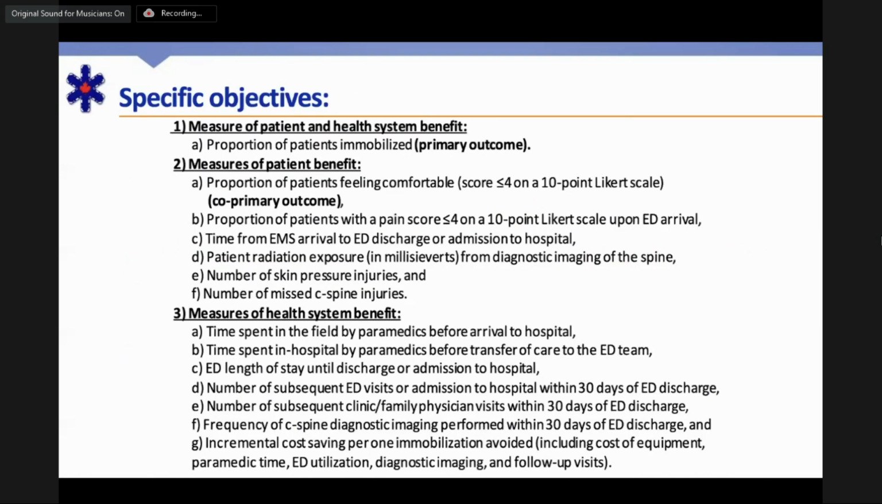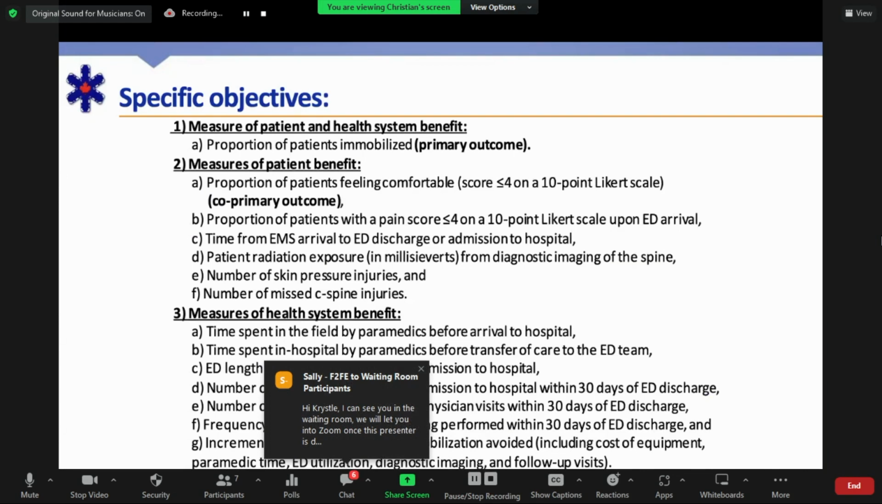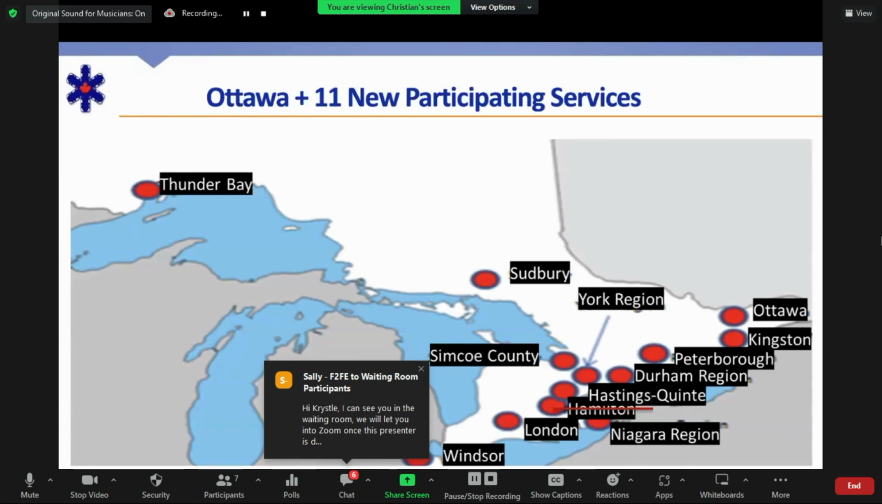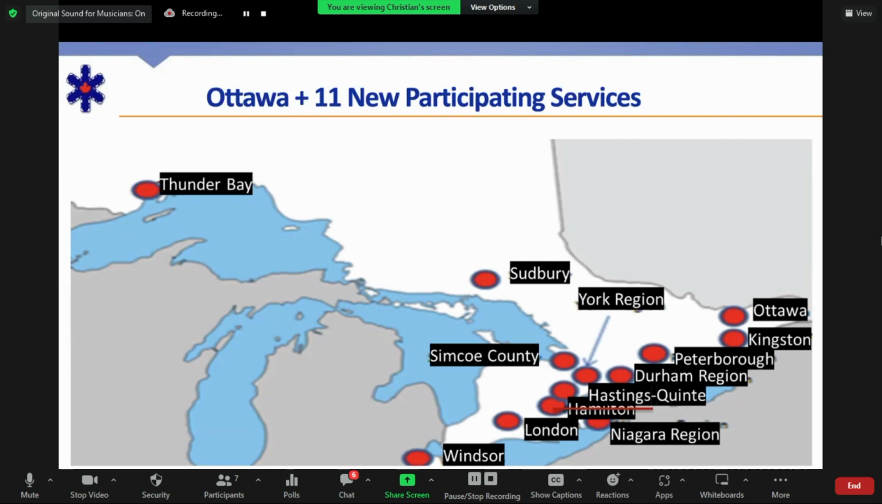And the study was quite ambitious, and I'm not going to read them all, but there were many objectives to be met, not the least of which were patient benefit and also system benefits. A lot of our paramedics hurt their backs lifting these heavy stretchers or the patients on them when they're immobilized. So I'm going to come to the results in a minute, but we implemented the study in 11 new sites in addition to where Ottawa had initially implemented the study.